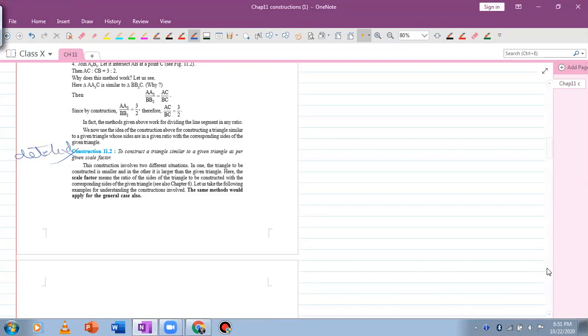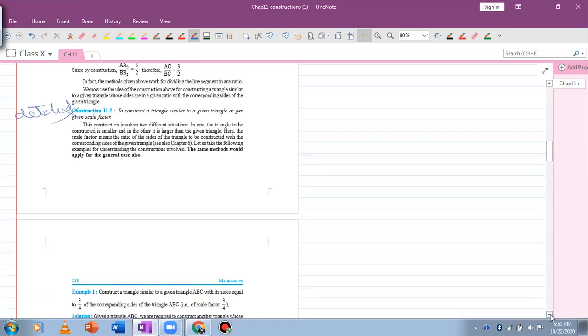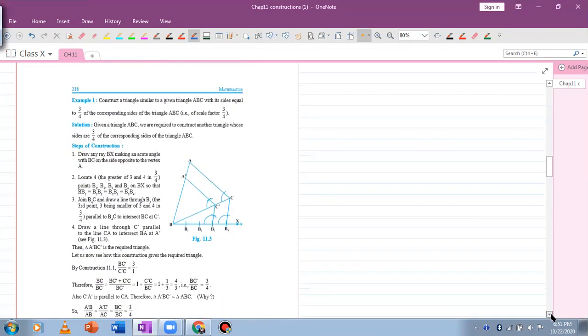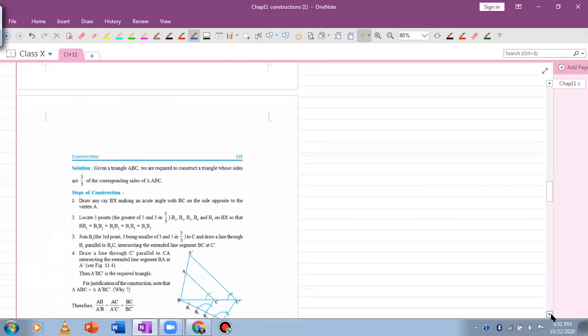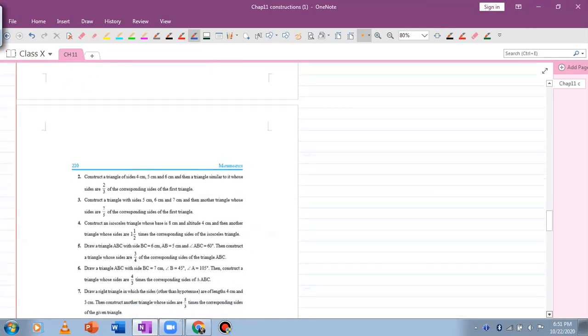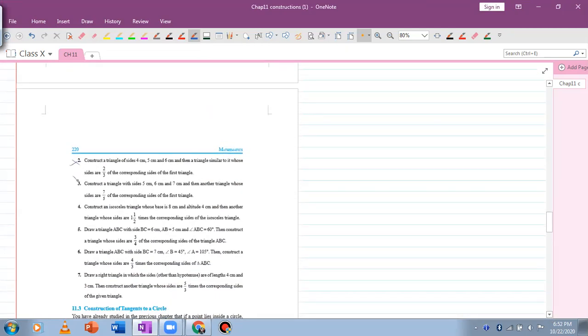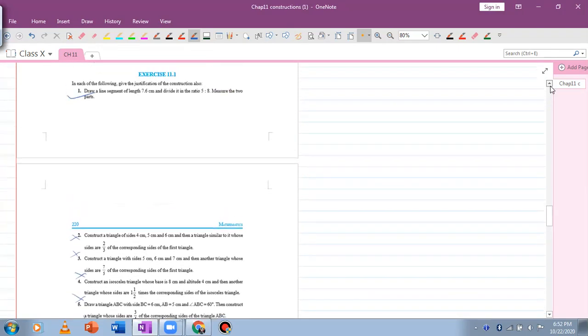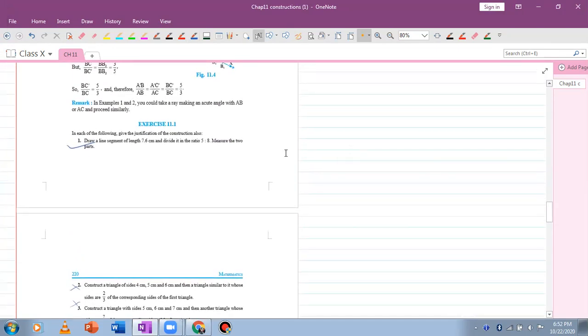Based on this deletion, from your first exercise, we shall only be doing question number 1, and the rest of the questions will be deleted. So from exercise 11.1, we are going to do question number 1. The rest of the questions of this exercise will be deleted. You can just mark for yourself. Question number 2, 3, 4, 5, 6, and 7 are all deleted. These are based on similar triangles, construction of triangles similar to the given triangle. Let's see what we have here.